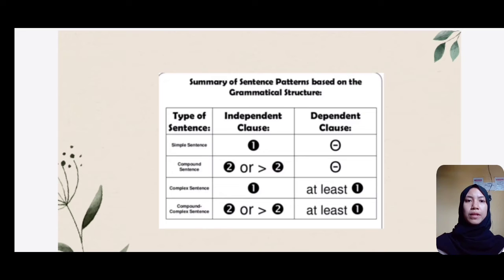Summary of sentence patterns based on the grammatical structure. Type of sentence: independent clause, dependent clause. Simple sentence: one independent clause, no dependent clause. Compound sentence: two or more independent clauses, no dependent clause. Complex sentence: one independent clause, at least one dependent clause. Compound complex sentence: two or more independent clauses, at least one dependent clause.